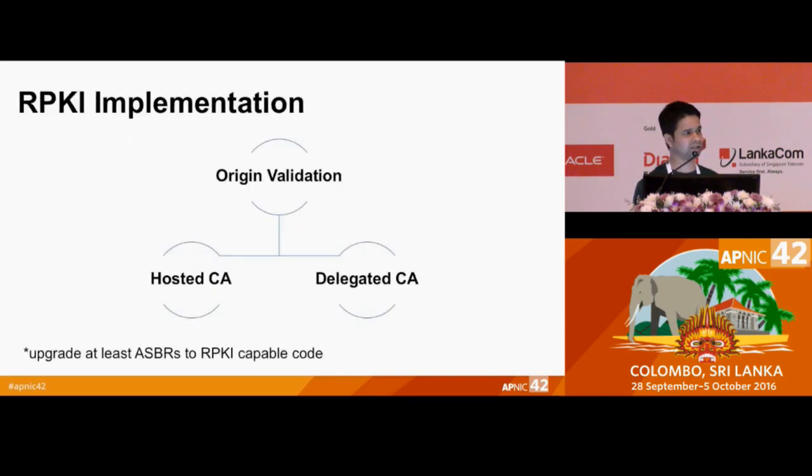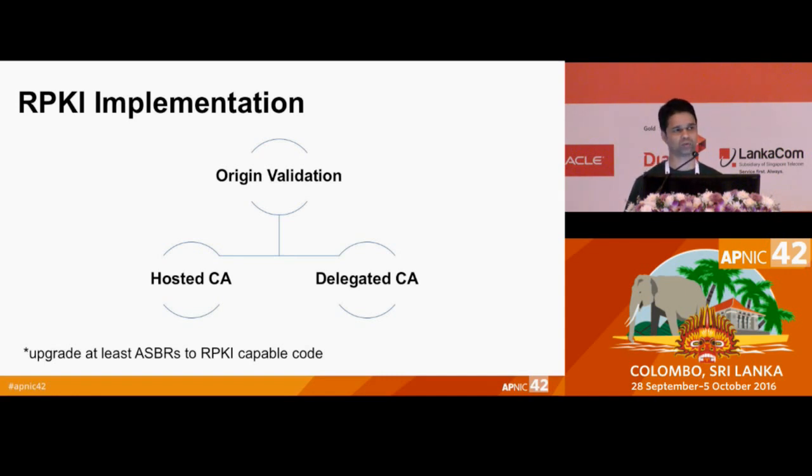With RPKI, the solution is that we could have a hosted CA or a delegated CA. Hosted means you host your key on the RIR servers. Some people who are paranoid ask, why should I put my private key on some other server? So they could go with the delegated CA, but the problem is you have to configure your own CA implementation. It's a bit complex. Maintaining a CA is not an easy task.